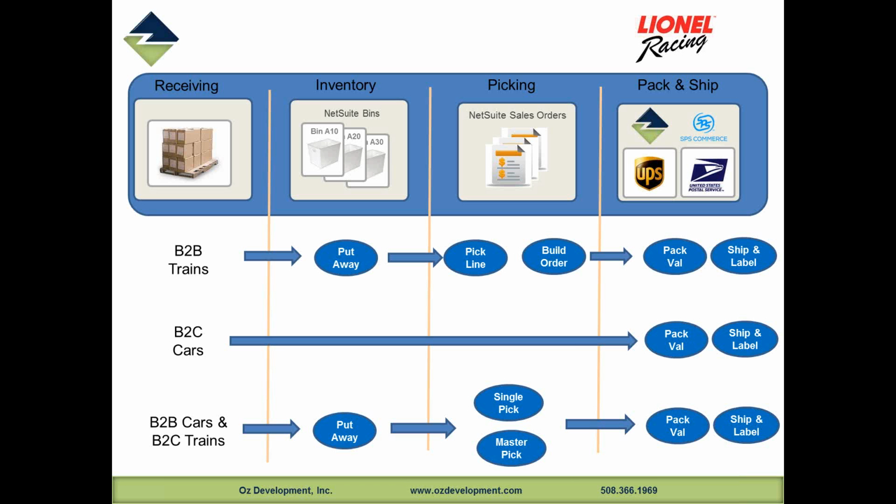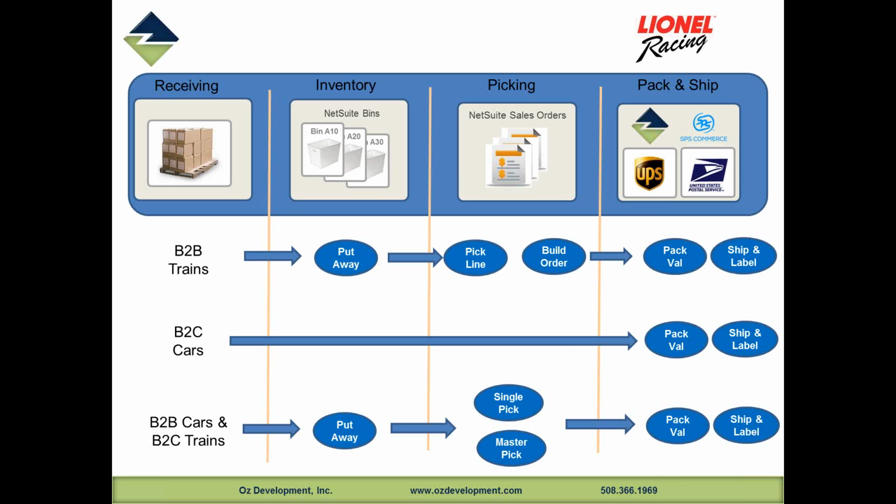And then this represents really the flow of goods through the warehouse for these different models. So at the bottom, you have the B2B cars and B2C trains, which are similar in terms of the flow. Put away, single pick versus master pick, so 2 different flavors of how they pick the items, and then a pack validation, ship and label them out.